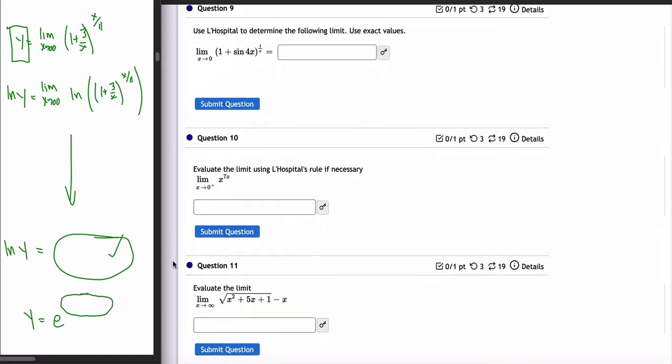And that'll bring you to question 11, which is the extra credit one. This question's really hard. If you really like L'Hopital's rule, if you want practice with derivatives and stuff, you can do it. If not, feel free to skip it.